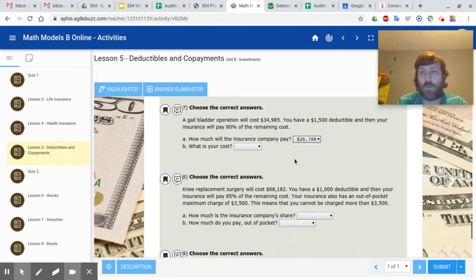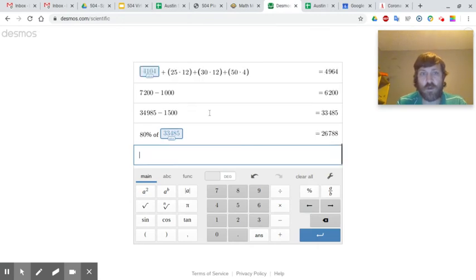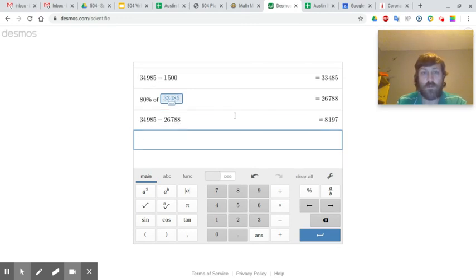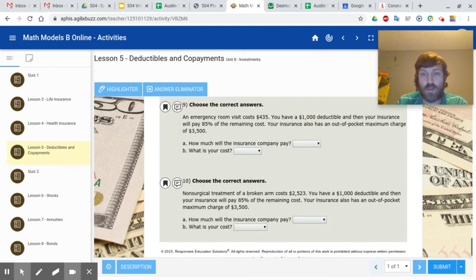And then we will pay the difference, which is the original cost, $34,985, minus $26,788, because that's the total minus the insurance company's share. So we will pay $8,197. And the rest of these are all exactly like that.